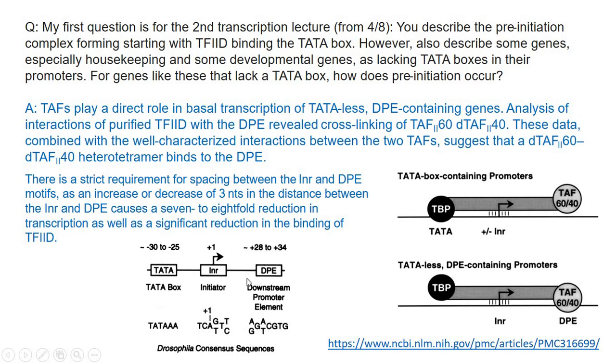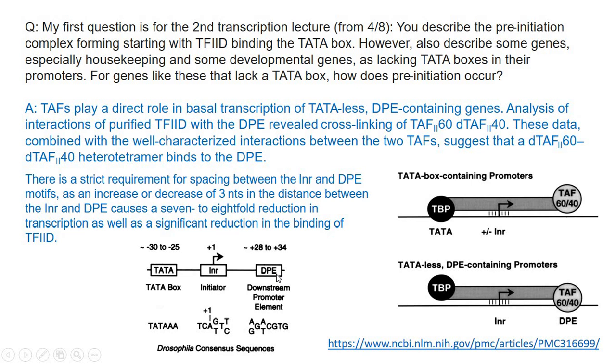Because if there is an increase or decrease of 3 nucleotides in the distance between these two, that can reduce transcription quite a bit. A 7 to 8 fold reduction can happen by moving this downstream promoter 3 nucleotides. So, just to answer your question again, the TATA-less promoters require this downstream promoter element.